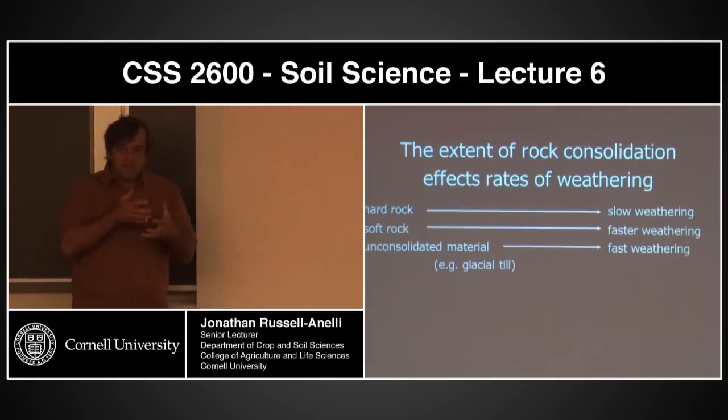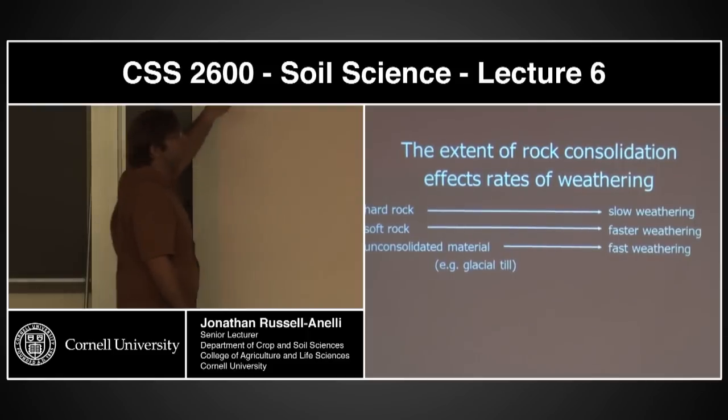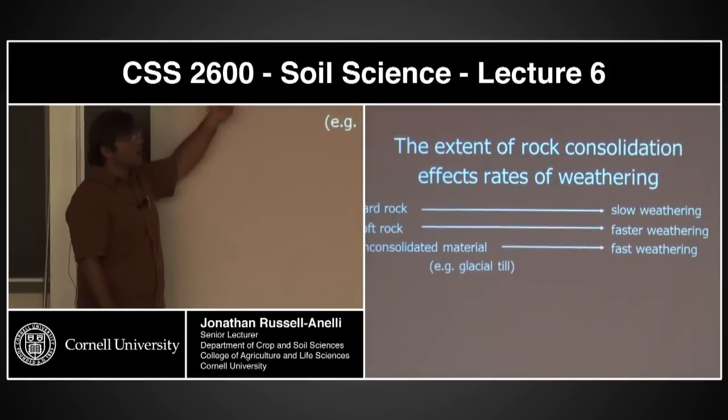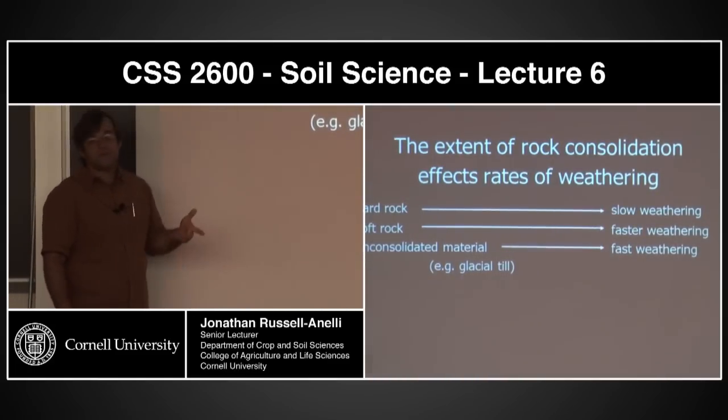Depending upon how hard or how consolidated these materials are, it's going to affect the superficial process, so it's going to affect the weathering rates. If I have a really hard rock, I'm going to have slow weathering. Hence, soft rock is going to have fast weathering. And if the material is totally unconsolidated, it's going to be very fast.